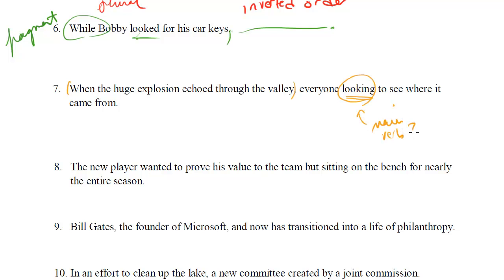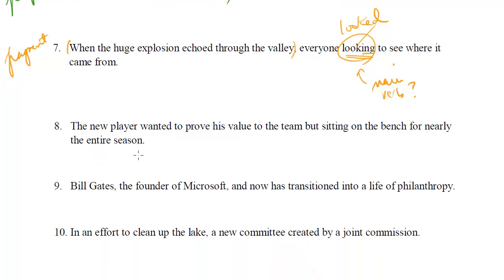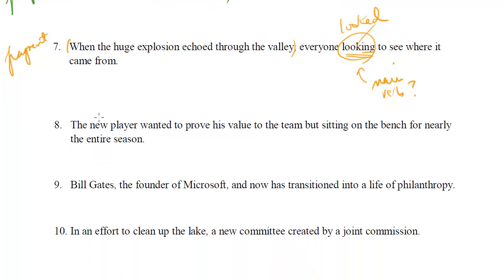Right? "Looking" is a participle or a gerund, depending on how it's being used, but "-ing" verbs can never be main verbs. So we need something like "everyone looked." Right? We need a main verb of some kind. So this is another fragment error. So with fragments, always be aware of the presence or lack of presence of a main verb.